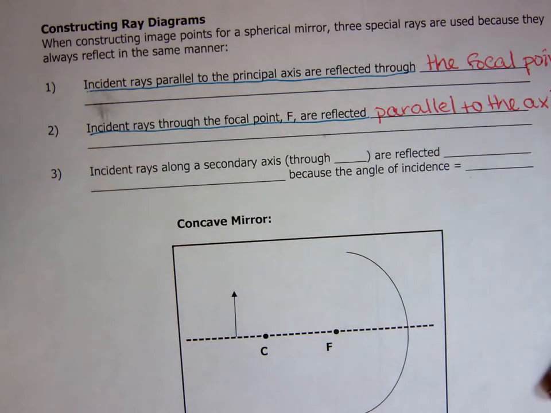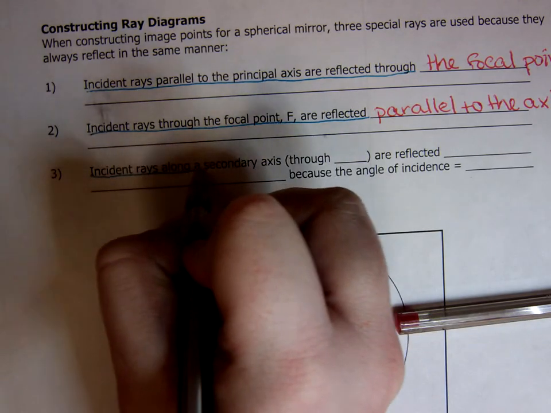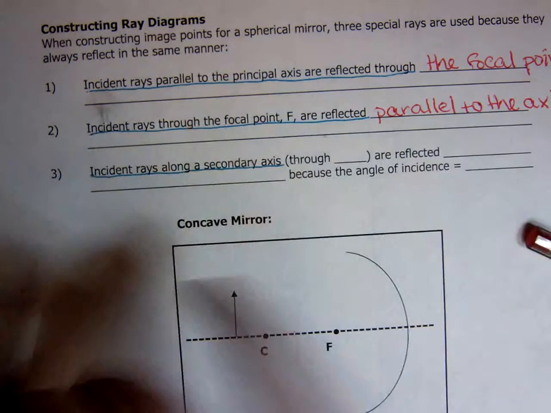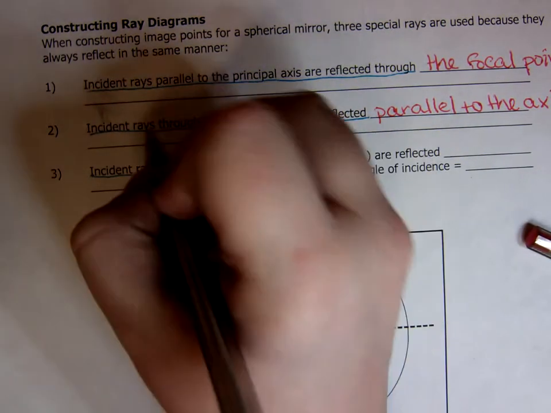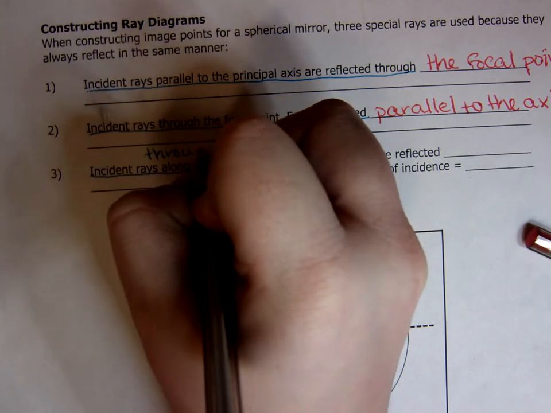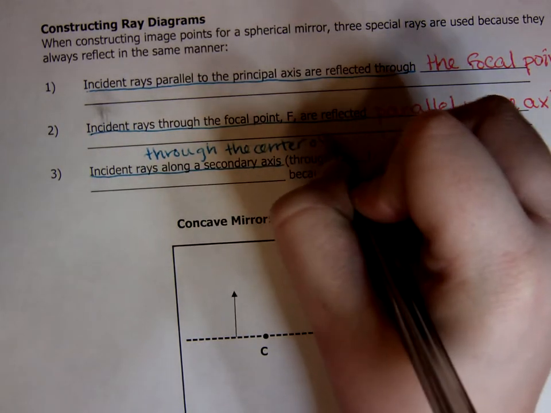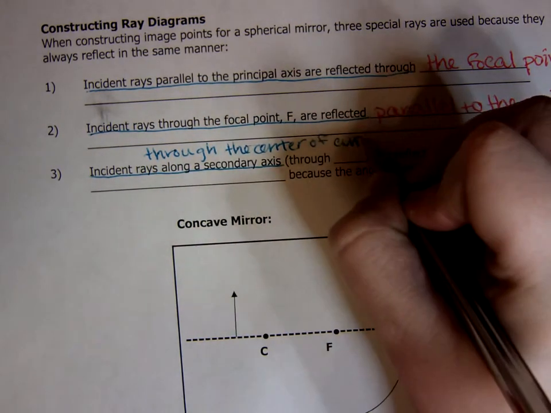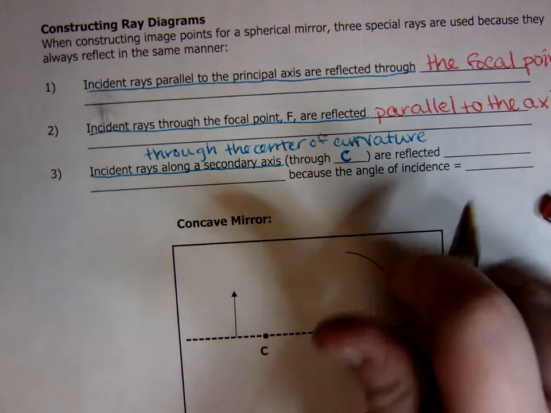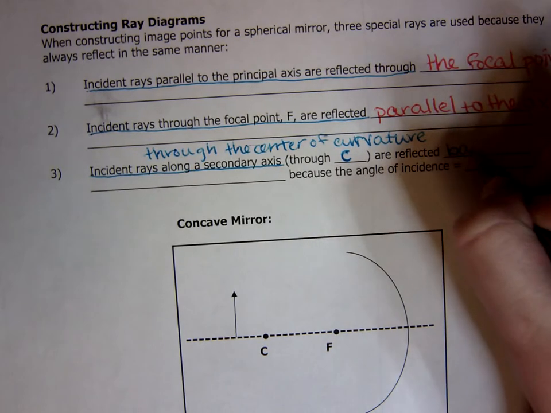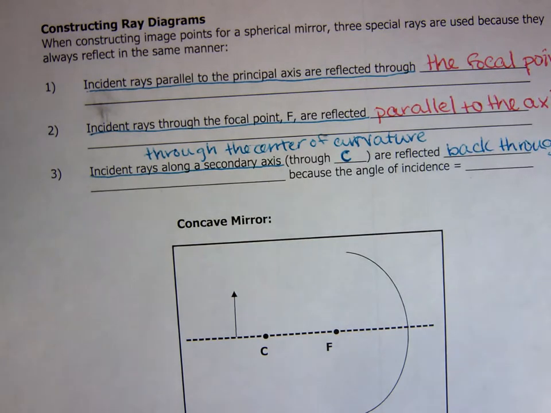The third rule is probably the strangest. The third rule says that you're going to draw an incident ray along a secondary axis. Don't worry about secondary axis. If I was going to rewrite this, I would write it as you draw an incident ray through the center of curvature, which we denote as C. And it is reflected back through the center of curvature. So basically back along the same original path.